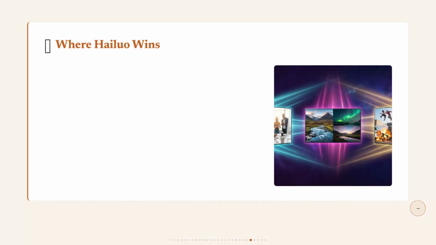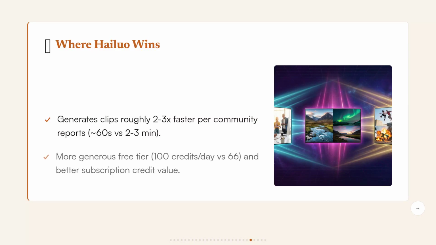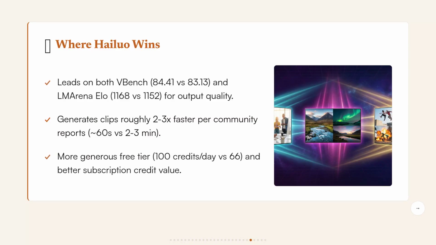Hailuo wins on output quality, sitting at number 1 on both VBench at 84.41 and LM Arena Elo at 1168. It's 2 to 3 times faster per clip for rapid iteration. Its free tier gives you 100 credits per day versus Kling's 66, and the subscription gets you more credits per dollar. Community consensus on character consistency and director's mode control lands firmly with Hailuo.